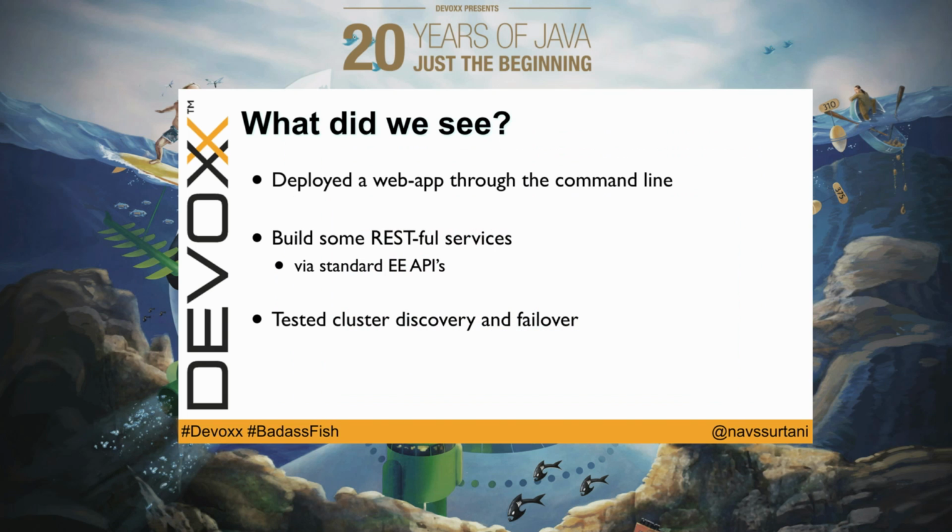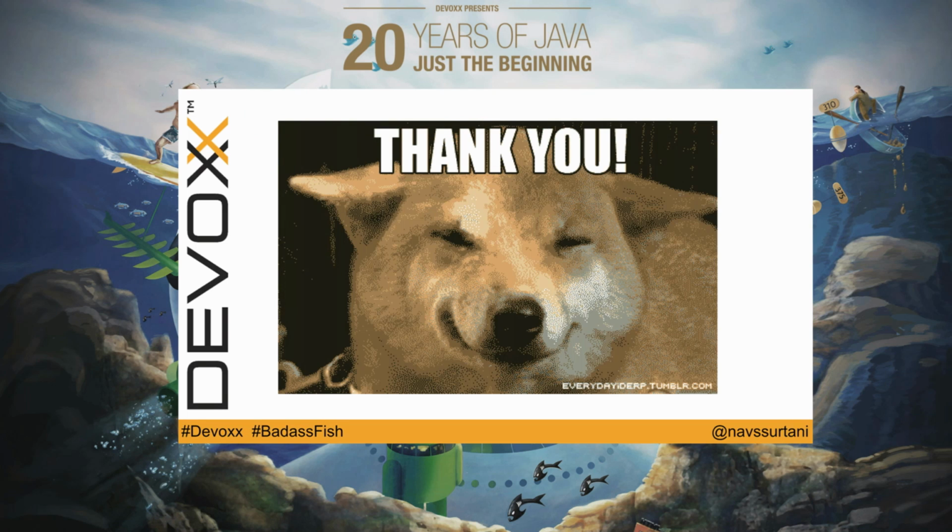So yeah, summing up, what did we see? We deployed a web app through the command line. We built some RESTful services using standard EE APIs. But remember that it's not fully EE compliant, but we've still got the power to do some of these things, partially because these APIs are still quite useful. And also, as I said, you've got all this legacy stuff using these EE APIs that you can slowly start moving over. In the first demo, we also tested auto cluster discovery and failing that over as well. So yeah, that's more or less that.